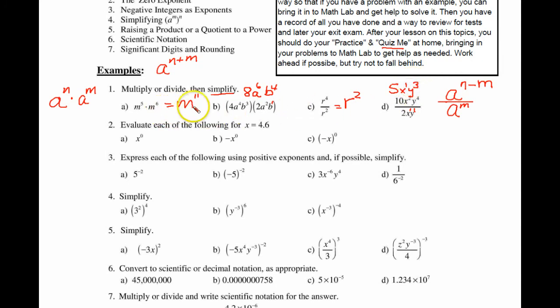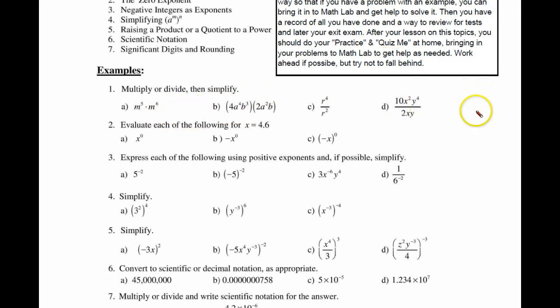Okay, so that was pretty straightforward there. Now we'll clear that. You could always go back and rewind, so to speak, and watch something again, but you want to be able to do it.